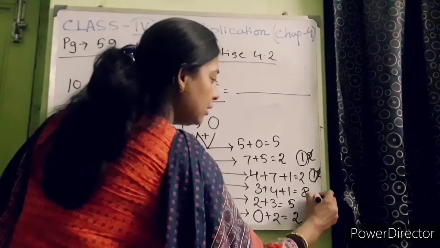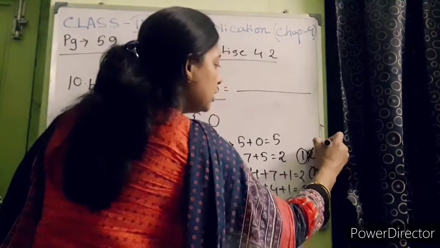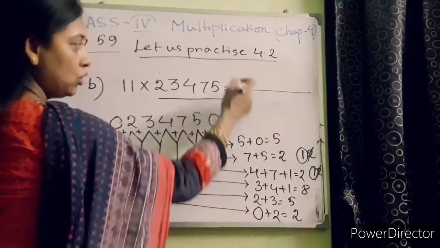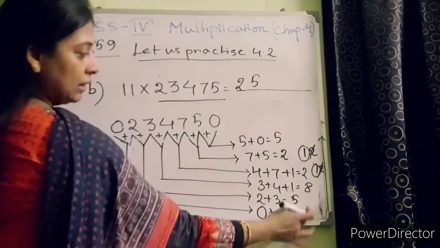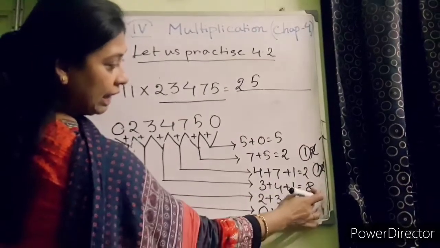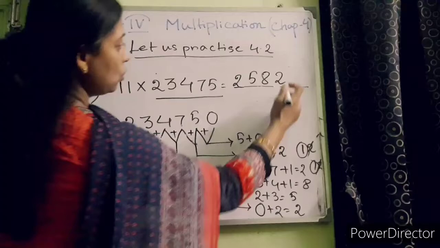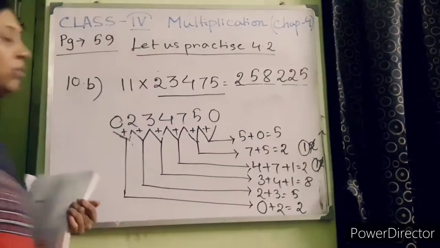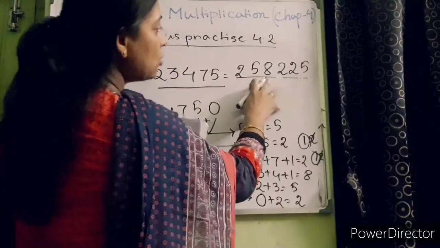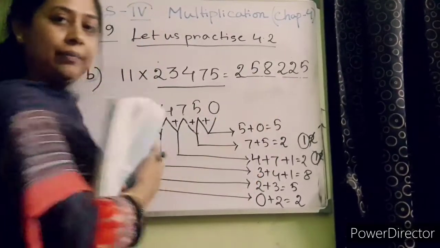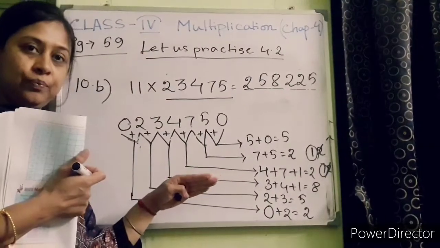So you have to write the number in this way, in reverse way. First you write 2, then 5, then 5, then 8, then 2, then 2, then 5. So your answer will be 2,58,225.